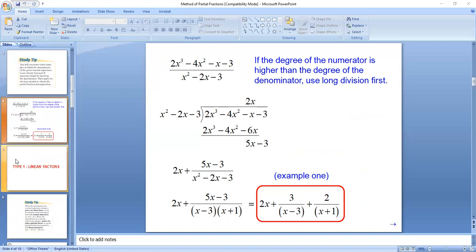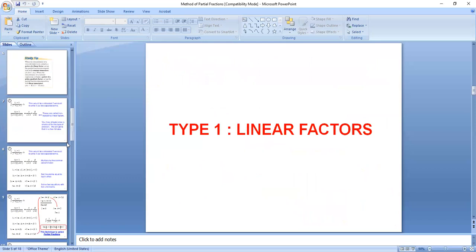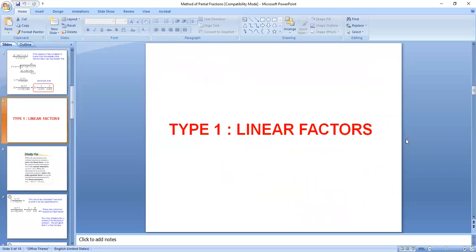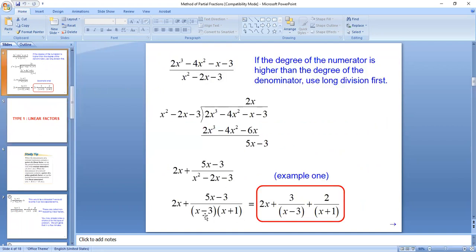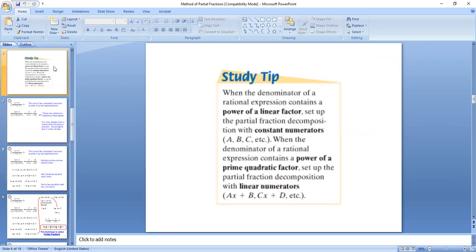Okay, so we go to type 1. I think this is what we can cover for now. Type 1: you have linear factors. The linear factors that I'm referring to are the factors in the denominator. Okay, what do we do with linear factors? So this is the procedure of how we deal with linear factors.